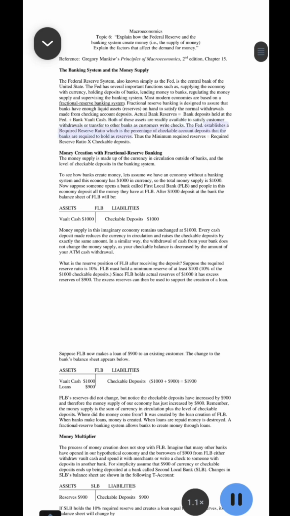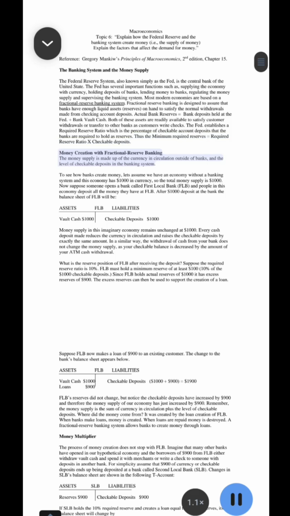The Fed establishes a required reserve ratio, which is the percentage of checkable account deposits that the banks are required to hold as reserves. Thus the minimum required reserves equal the required reserve ratio times checkable deposits. Money creation with fractional reserve banking.